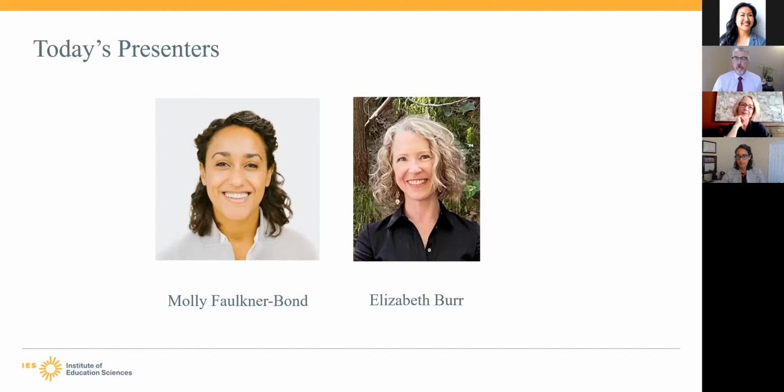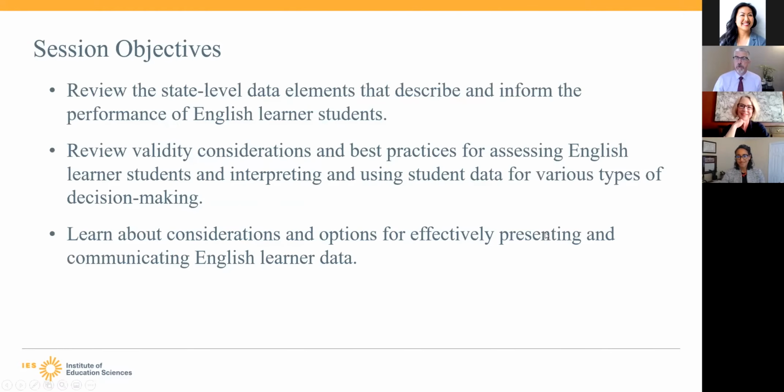Before I hand things over to Elizabeth and Molly, let's take a moment to review our learning objectives for today's session. We'll be reviewing data elements that are related to English learner students' performance. We'll also be discussing considerations around the validity of and the best practices for assessing English learner students and using that data for decision making. And lastly, we'll spend some time learning how to effectively present and communicate data about English learner students with stakeholders. So those are the session objectives for today.